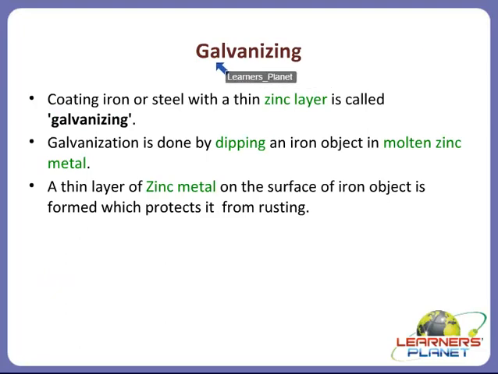This is galvanizing. Now what is galvanizing? Coating iron or steel with a thin zinc layer is called galvanizing. Now we know, children, that zinc is more reactive than iron. So if I have to draw an iron object, say this is your iron object, how can I protect it? I can protect this iron object by covering it with a layer of zinc.